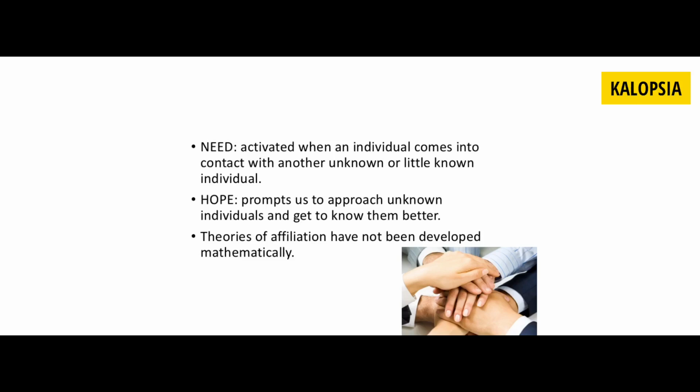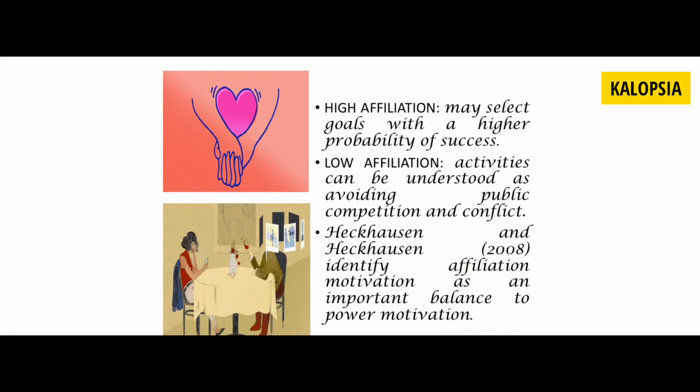Theories of affiliation have not been mathematically developed because every individual has a different affiliation level to different people. High affiliated people may select goals with higher probability of success, while low affiliated people's activities can be understood as avoiding public competition and conflict. Hakusen in the year 2008 identified affiliation motivation as an important balance to power motivation.